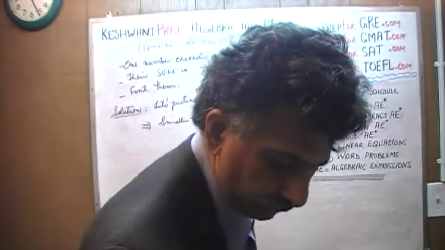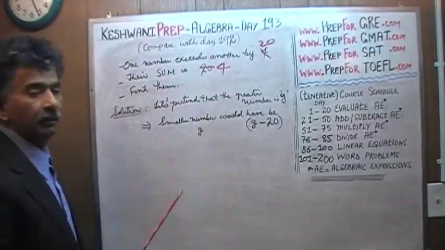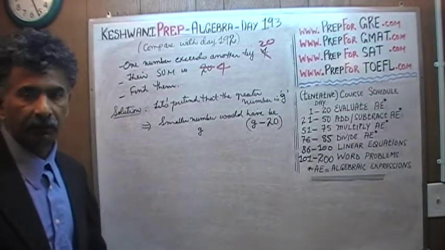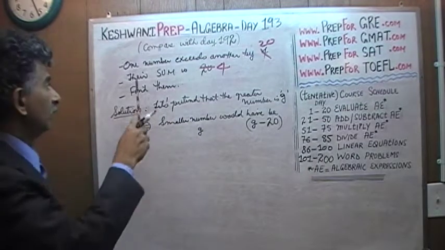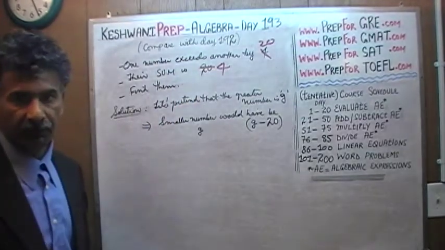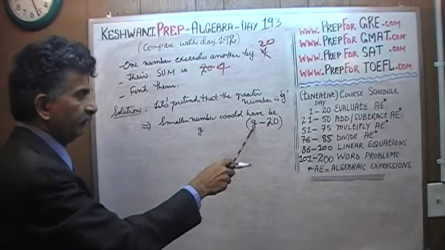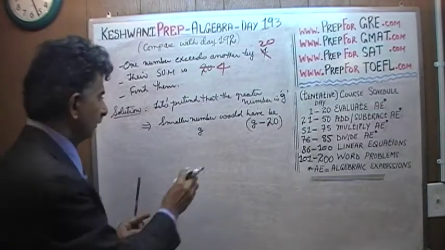Because we are told that one number exceeds the other by 20. The one that exceeds is the larger one. So the larger number exceeds the smaller by 20. If the larger number exceeds the smaller by 20, then the smaller number must be whatever the larger number is minus 20.